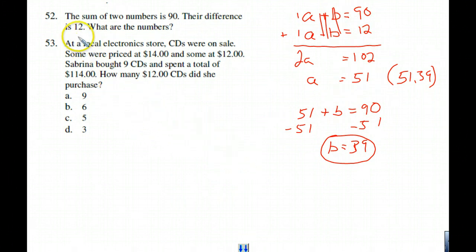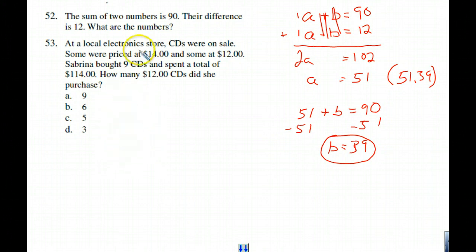53. Let's see here. I look at a local electronics store like Radio Shack. CDs were on sale. Some were priced at $14, some at $12. She bought about 9 CDs and spent a total of $114. How many $12 CDs did she purchase?